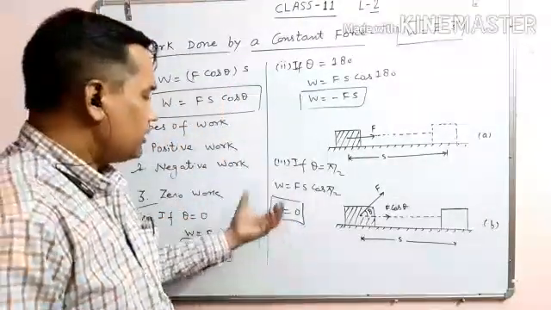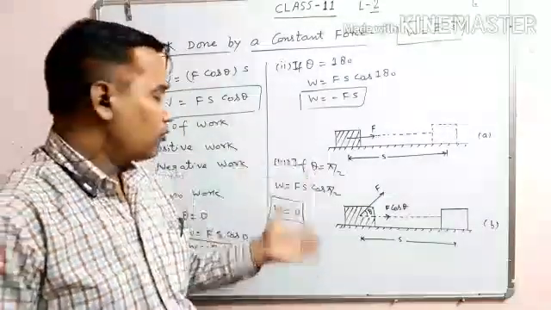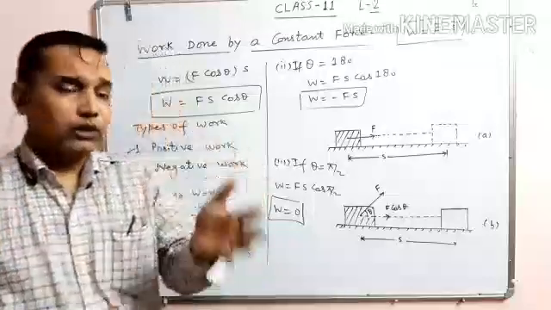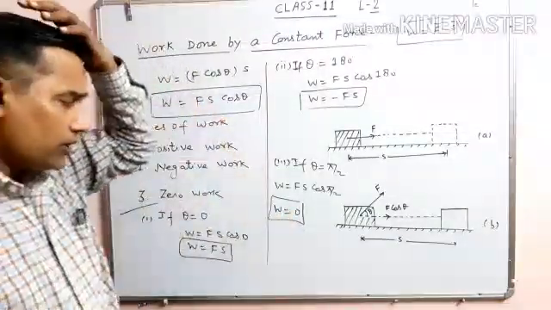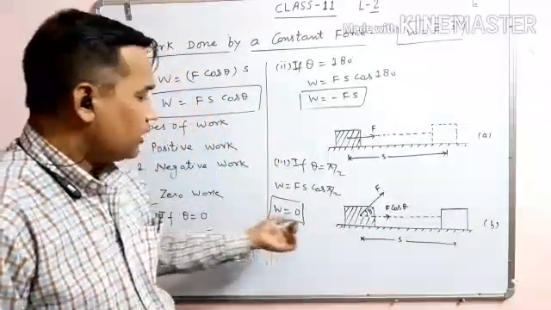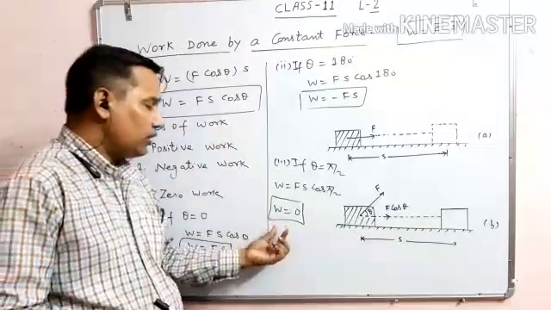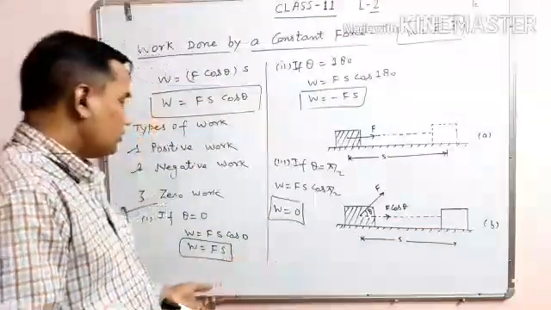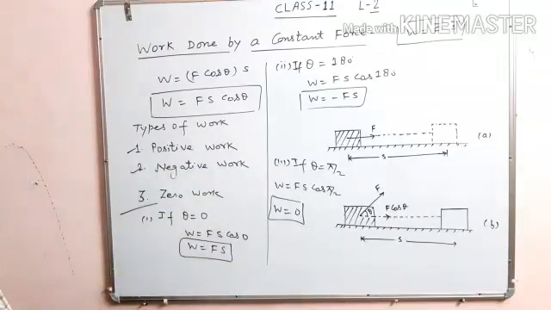An example is when a coolie carries a bag from one platform to another platform: the work done is 0. The force acts downward, so there is 90 degrees between the force and the displacement, and the work done by the coolie is 0. Okay, beta. So there are three types of nature. I hope no problem, beta. Clear?